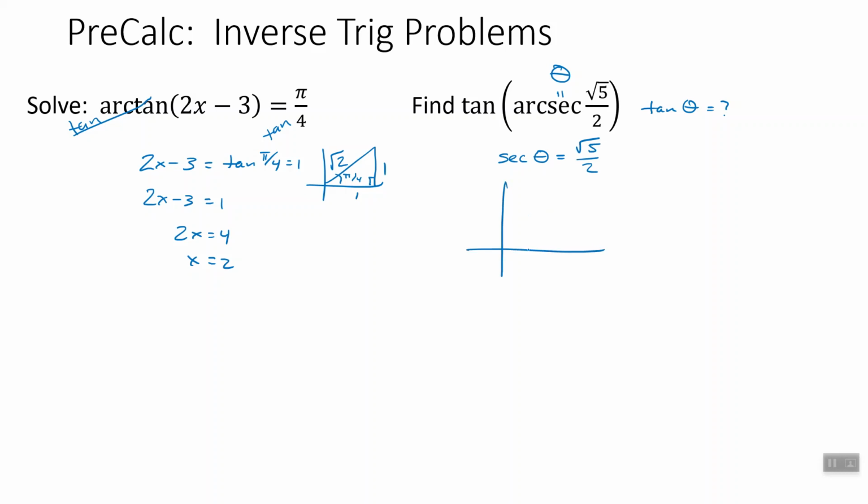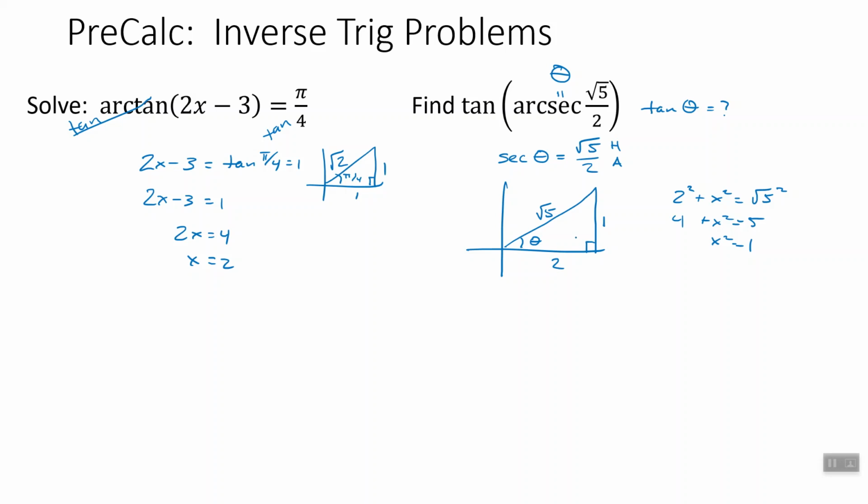So now we draw that angle theta, or what the triangle that goes with theta will look like. Secant is hypotenuse over adjacent. It's cosine flipped over. So that means the adjacent is 2. The hypotenuse is the square root of 5. And 2 squared plus x squared equals the square root of 5 squared, Pythagorean theorem. So 4 plus x squared equals 5. Subtract the 4, so x is going to equal 1. So the other side here is 1.